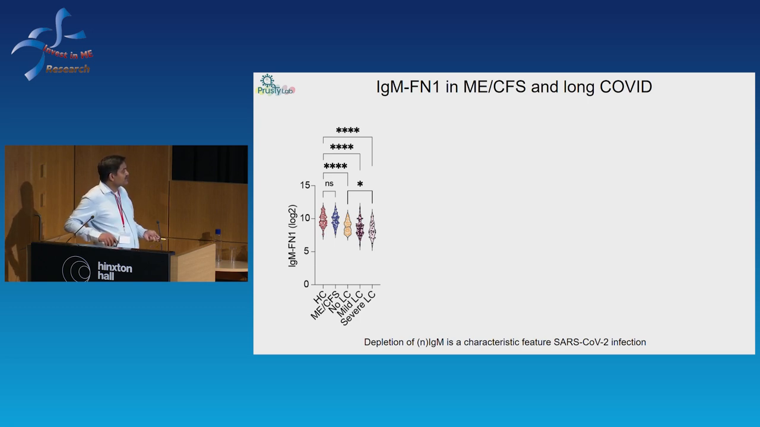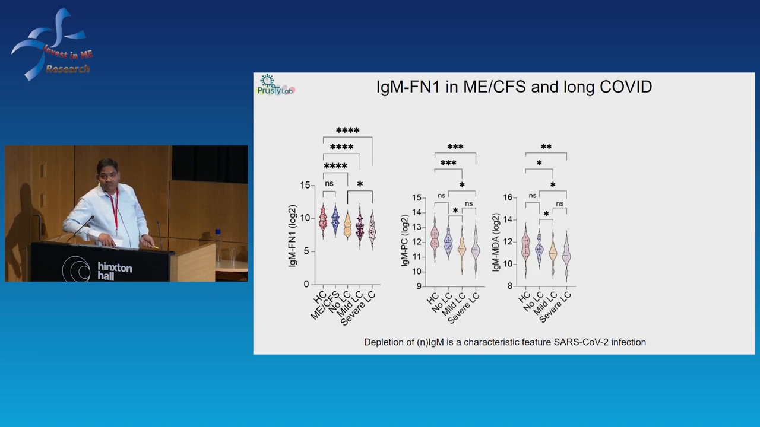So we tried to look into this natural IgM, particularly IgM against fibronectin, in ME/CFS patients and long COVID patients. You see that, interestingly, this is a log 2 value here. You don't really visibly see the difference because we have different populations of patients and different numbers, so we have to put the values into log 2. So any small difference that you see here is actually a huge difference. Every dot here is an individual patient. You see that the natural IgM against fibronectin is actually a lot depleted even in the patients who have recovered from SARS-CoV-2 infection. But this depletion keeps going, and further depletion is seen in mild and severe long COVID patients.